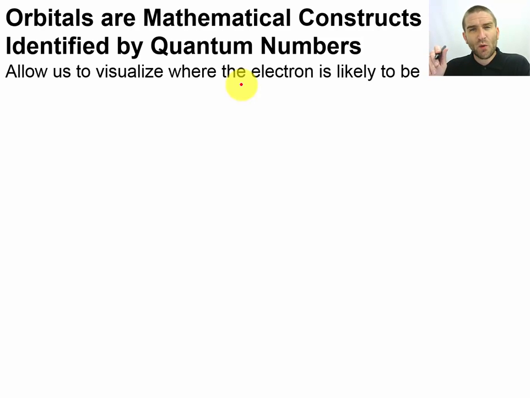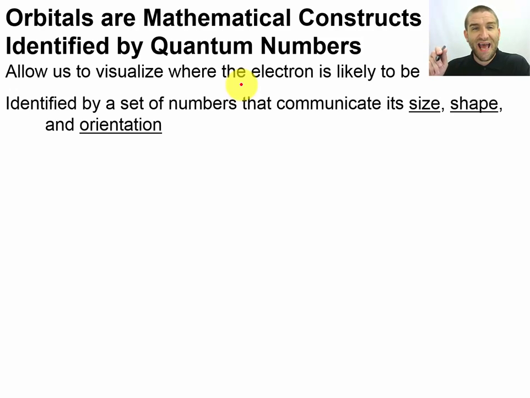Now, the nice thing about the orbitals is they're going to let us visualize where the electron's likely to be. And the quantum numbers we're going to describe will act as an address system that let us communicate where the electron's at, and for the region of space that it's in, what its size, its shape, and the direction it's pointing will be.